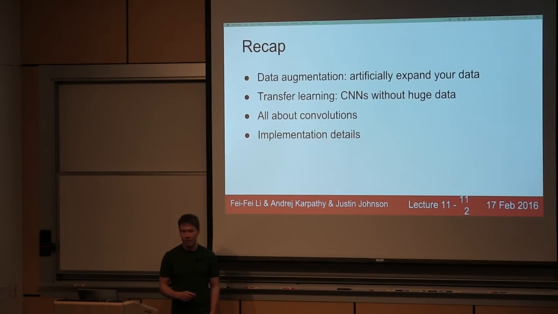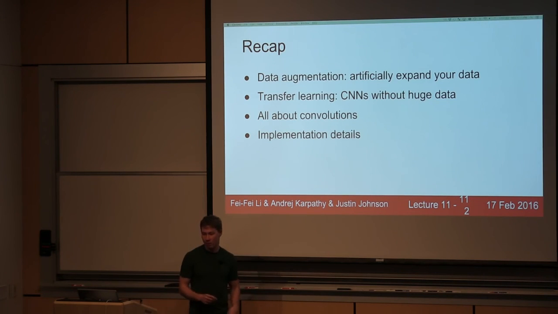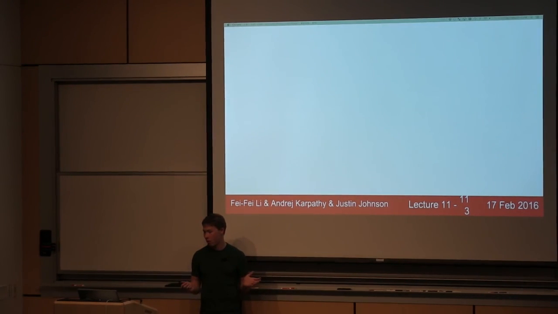So just to recap everything we talked about today, we talked about data augmentation as a trick for improving performance when you have small data sets and helping prevent overfitting. We talked about transfer learning as a way to initialize from existing models to help with your training. We talked in a lot of detail about convolutions, both how to combine them to make efficient models and how to compute them. And we talked about all these implementation details. So I think that's all we have for today.